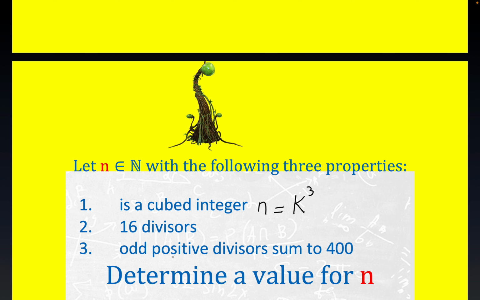Also, we want n to have 16 divisors, and we want the sum of the odd positive divisors to be equal to 400. The odd positive divisors. And so that's where it gets a little fun. So we're looking for a value of n, and I think it's unique, although I'm not certain, so I worded the instructions this way.